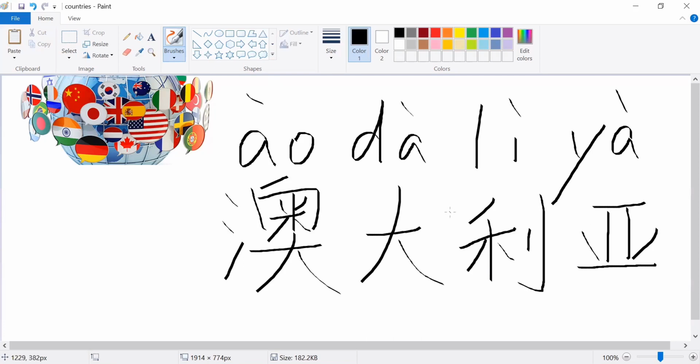Okay, so each character has its specific meaning, but when these characters are chosen to make this country's name, it's just purely this character altogether sounds like the country's name in English, which is Australia. That's why we choose these four characters. So with these four characters put together, they don't have specific meaning. They just mean Australia. Okay, clear? So 澳大利亚 means Australia.